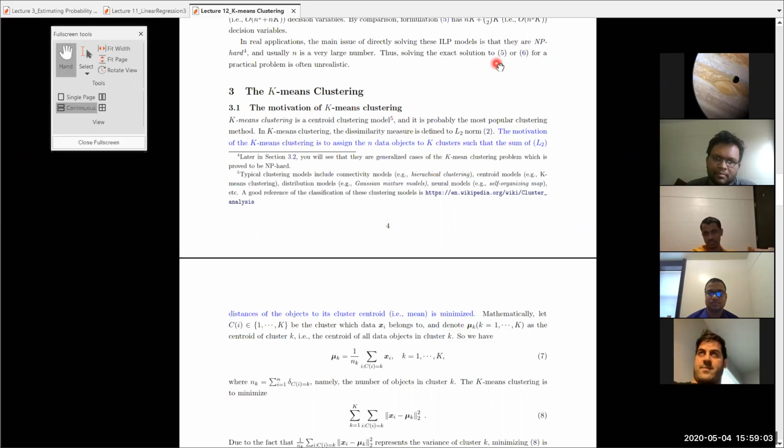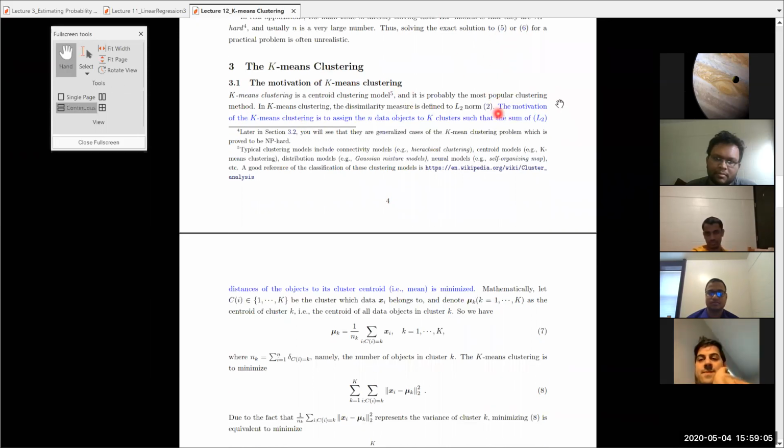Why? First of all, let's see what is the motivation of k-means clustering. The motivation is that we want to assign the n data objects to k clusters such that the sum of the distances, here we use the Euclidean distance, L2 distance, of the object to its cluster centroid. Here, k-means means k-centroid, okay, is minimized. Okay, so this is the original motivation or definition of k-means clustering.